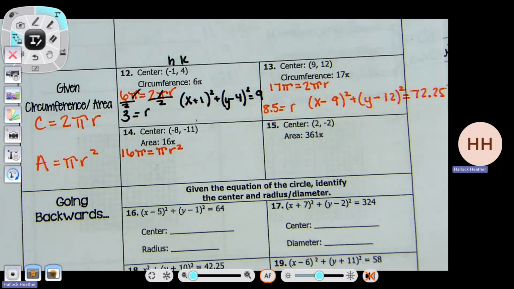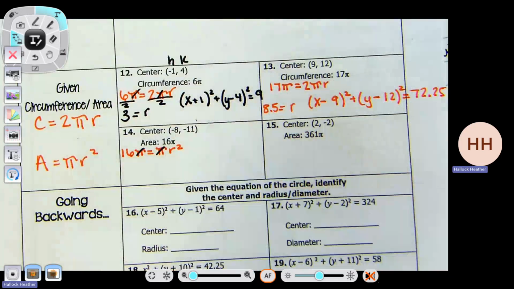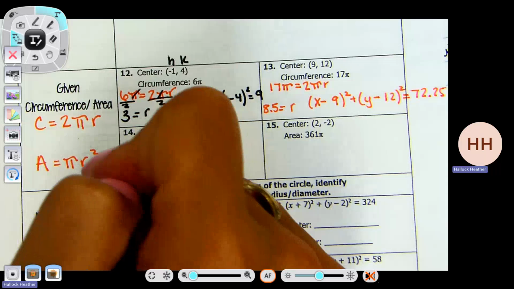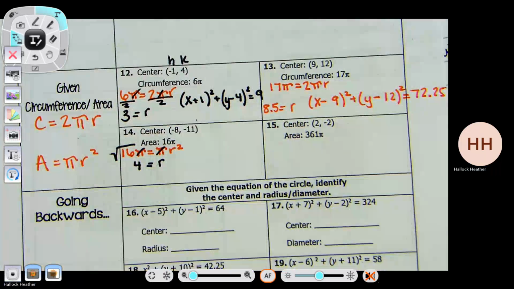Pi's automatically cancel out. I cannot divide by 2 for this. You square root it because the opposite of squaring to the power of 2 is square rooting. So what is my radius? My radius is 4. Last time it was 2r, so I divide by 2. This one's r squared, so I square root it because that's still opposite operation.